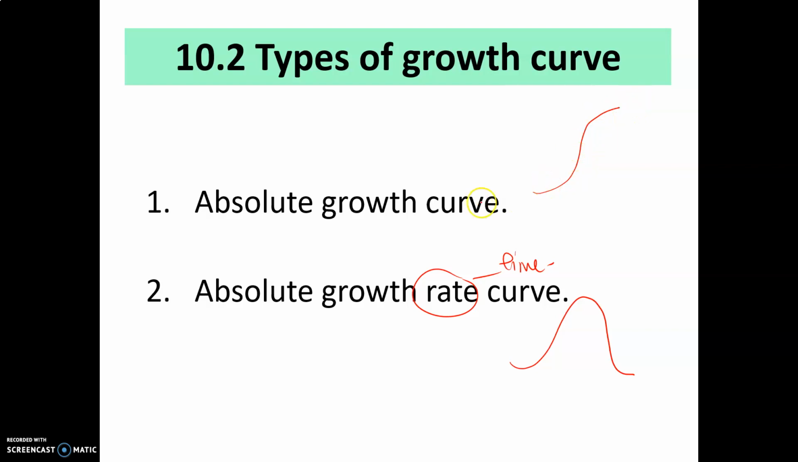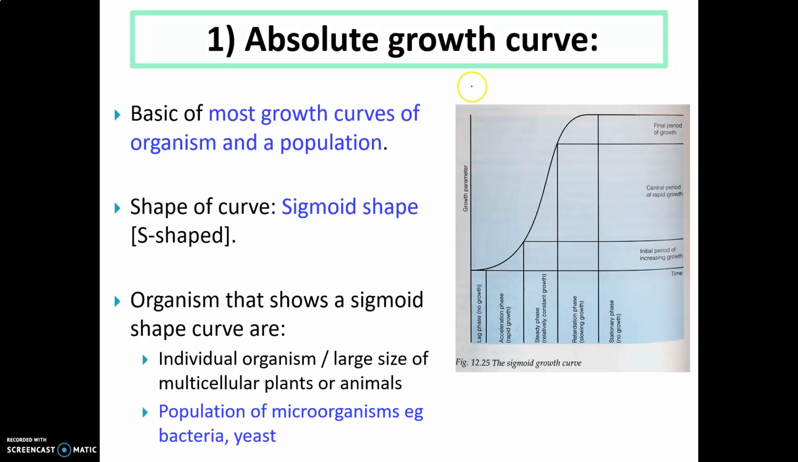In term of the shape, untuk absolute growth curve, bentuk dia adalah S. Manakala untuk absolute growth rate curve, dia akan bentuk bell shape, bentuk loceng. Right? So apa itu absolute growth curve? Dia adalah basic of the most growth curve of organism and a population. Dia adalah basic bagi setiap individu ataupun dalam satu populasi itu akan menunjukkan sigmoid shape, the S shape. Kita akan belajar dengan lebih lanjut dalam population ecology pada tahun depan. Cuma yang kita nak introduce saja.